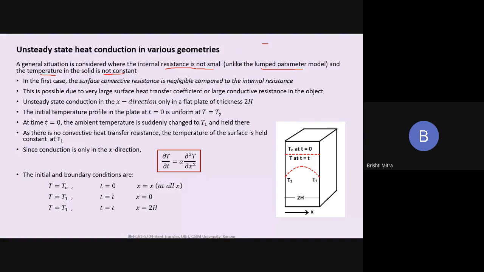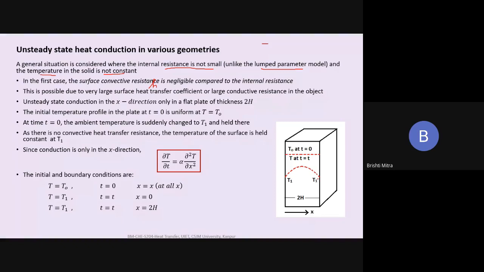So the first case that we consider is one in which the surface convective resistance is negligible compared to the internal resistance. That means it's a situation where there is a large heat transfer coefficient. That means the h value is large, and the conductive resistance is also large. h being large essentially means that the surface convective resistance is negligible. That means the convective resistance is not there here, but there is a conductive resistance inside the solid because of which there is a variation in temperature.